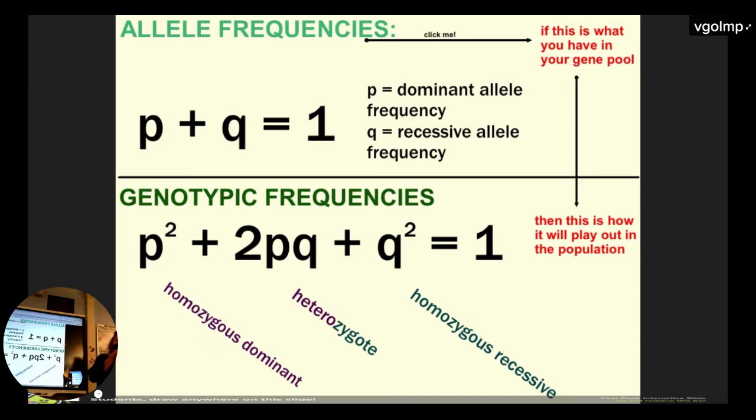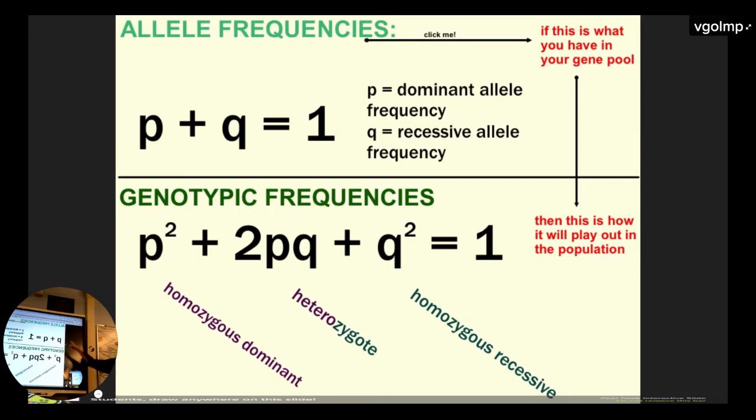And if you have 1,000 letters in your pool and 300 of them are P, that means that 700 have to be Q because they're either P or Q. That's your gene pool. That's your ingredients. What do you cook? What comes out of your kitchen? You just have to look at the stats, right?